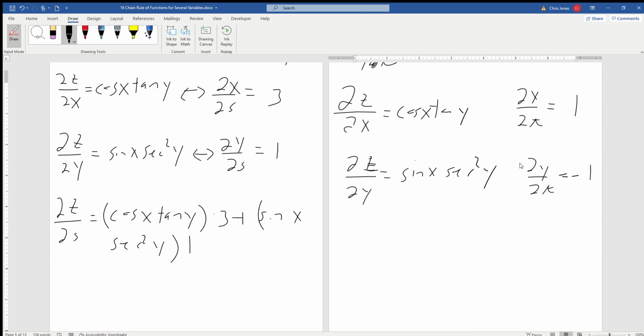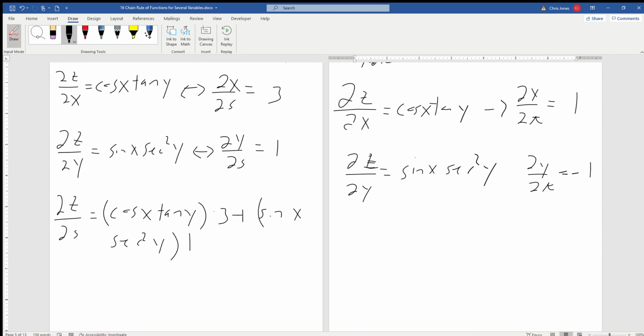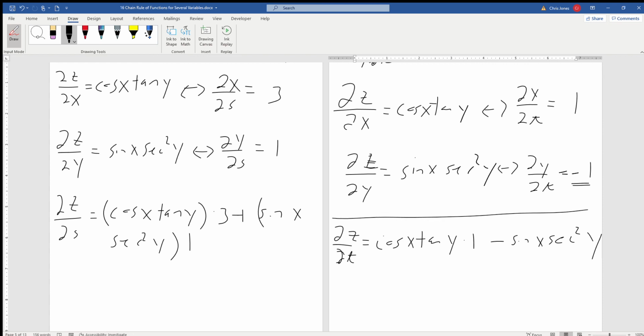Right? And then finally we can just multiply. And if we multiply together, partial z partial t is going to be equal to cos x tan y times 1 plus, and we can actually make it a minus because of the minus 1 here, minus sine x sec square y. All right, and that should be good.